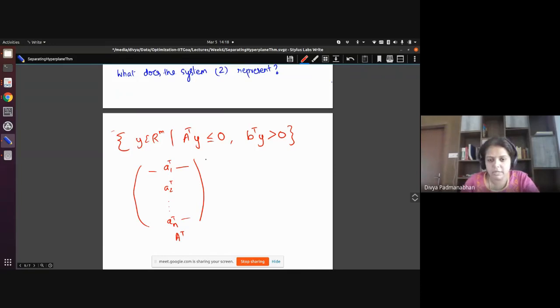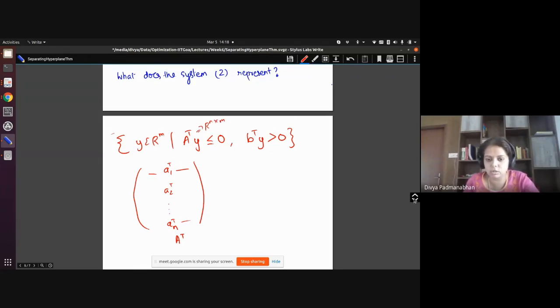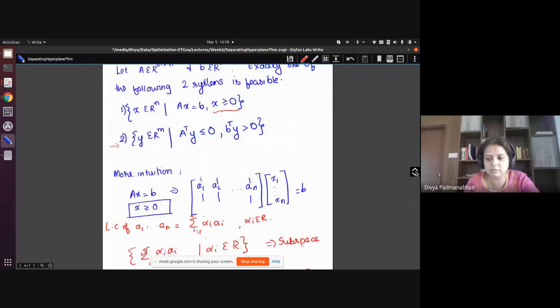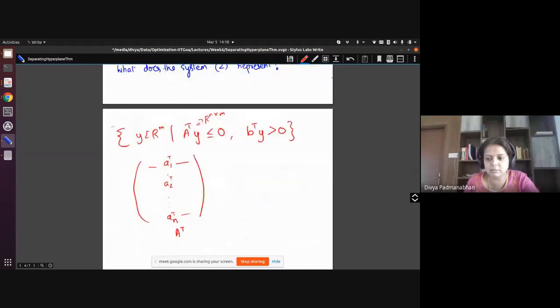And so A transpose is what? It's in R^(n×m). That's basically the same column vectors that you took, but you just write them in row form, and that's what A transpose is. Okay, and now A transpose Y is less than or equal to 0.